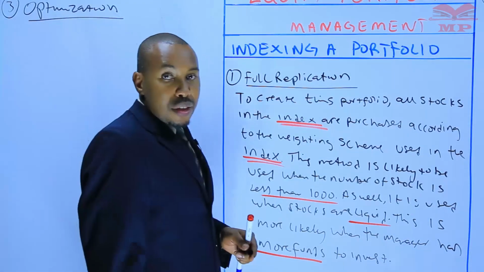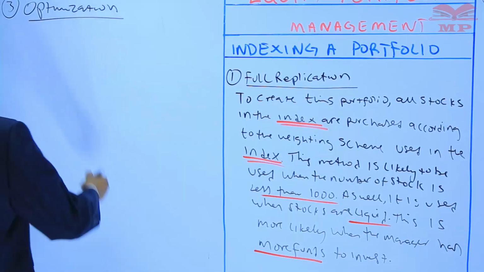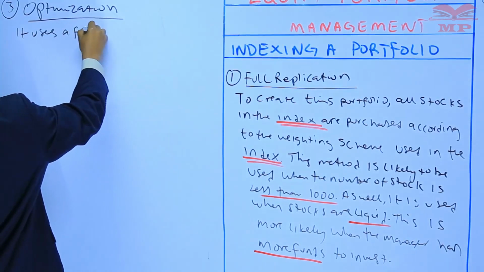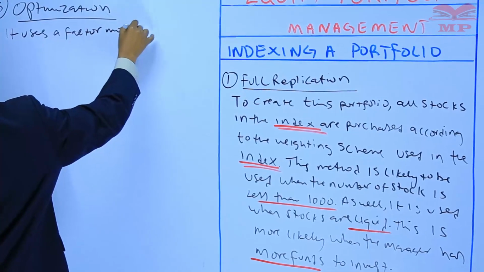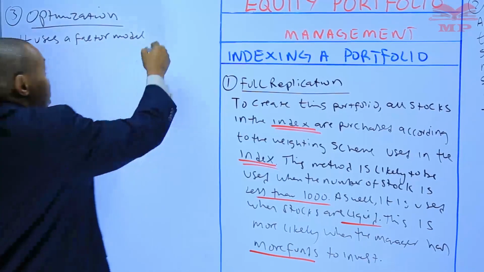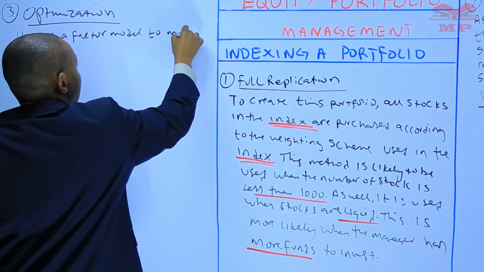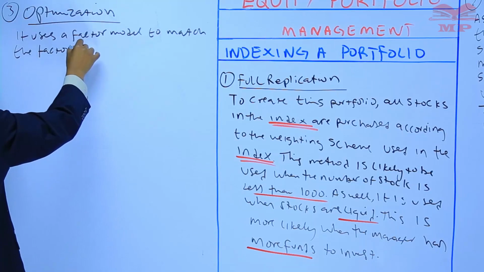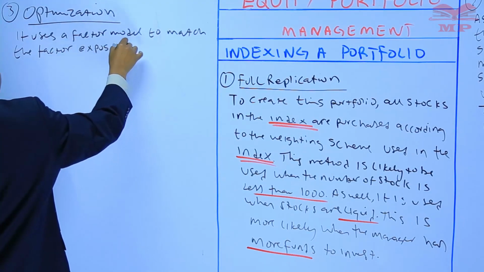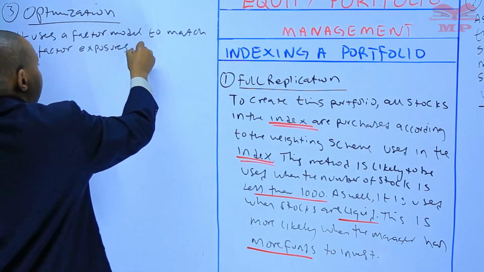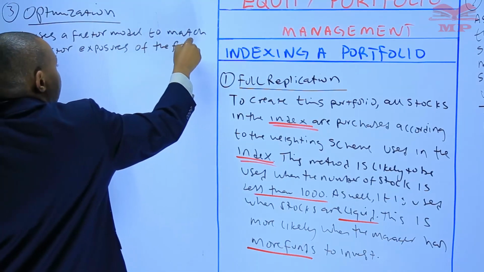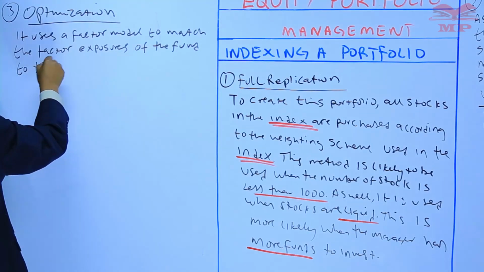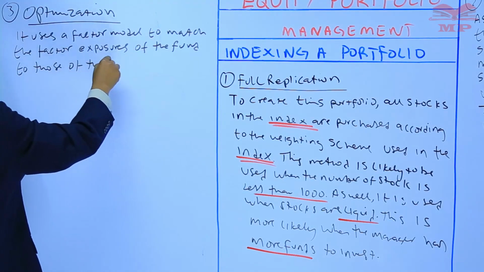So what are you saying under optimization? You're saying under optimization that it uses a factor model to match the factor exposures of the fund to those of the index.